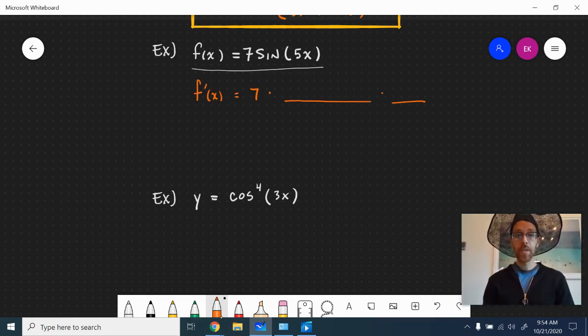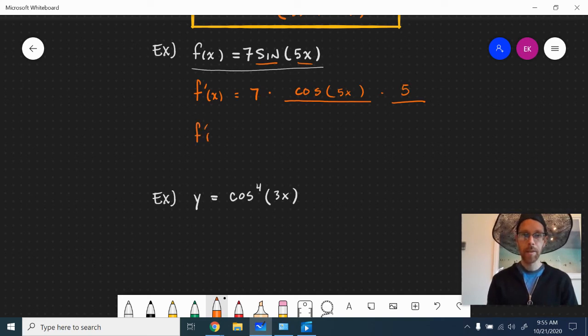All right, check your work. 7 is along for the ride. Sine is the outside function. Derivative is cosine. Leave the 5x alone. Inside function is 5x. Derivative is 5. Your final answer looks like this.